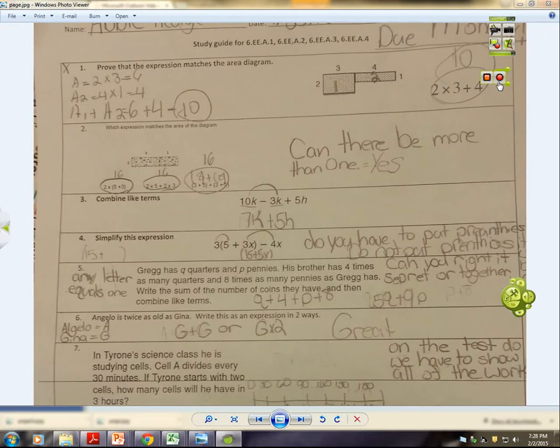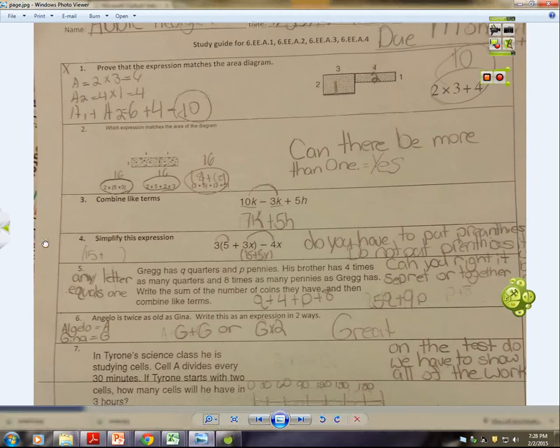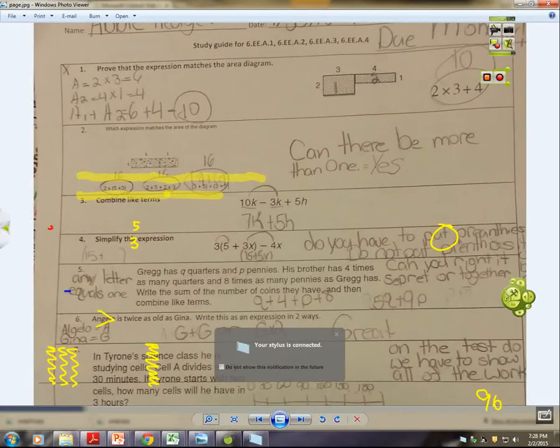Okay. So what about this one? Which expression matches the area of that diagram? For the next box, that's 2 times 5, isn't it? So the first one, 5 plus 3, and then times 2 is 16, and 2 times 5 plus 2 times 3 is 16.